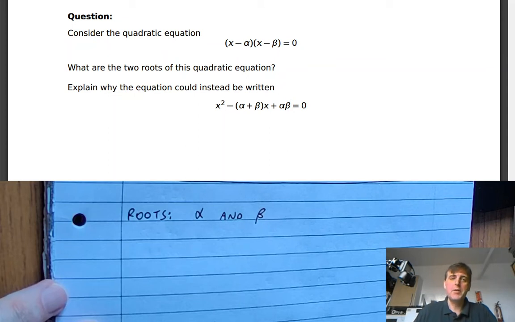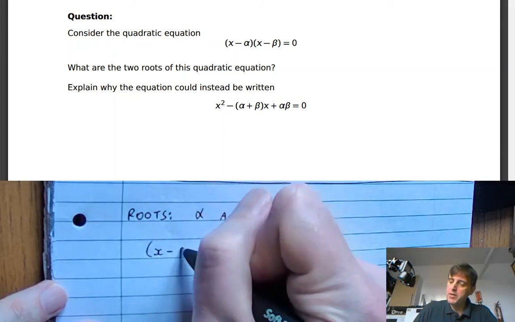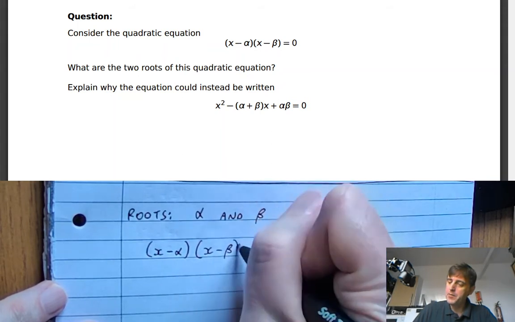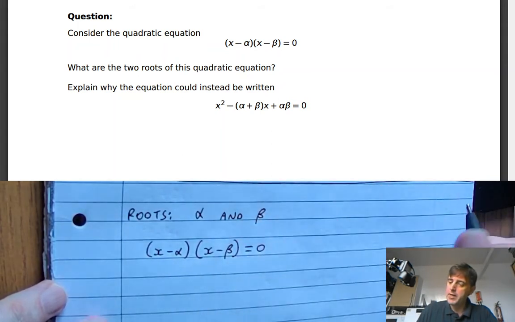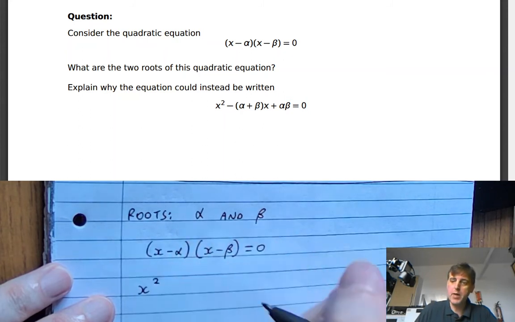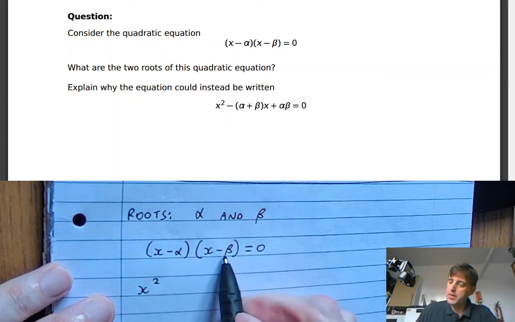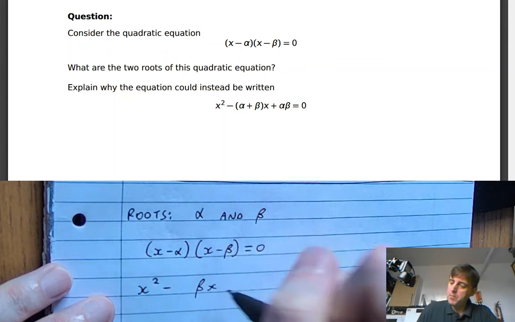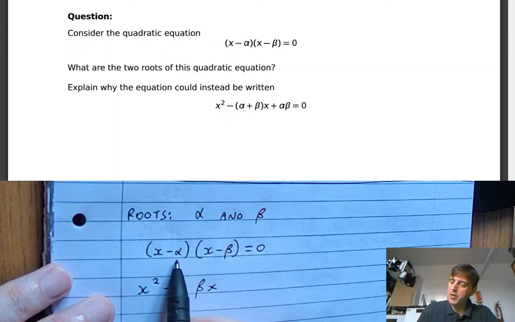Now, the second part of the question, explain why the equation could instead be written in that form. Well, hopefully you saw that all you need to do is just expand the brackets. And if we expand the brackets, we end up with what we need here. So let's just quickly do that. x times x is x squared. x times the negative beta is going to be minus beta x. And then the minus alpha here times x is going to be minus alpha x.